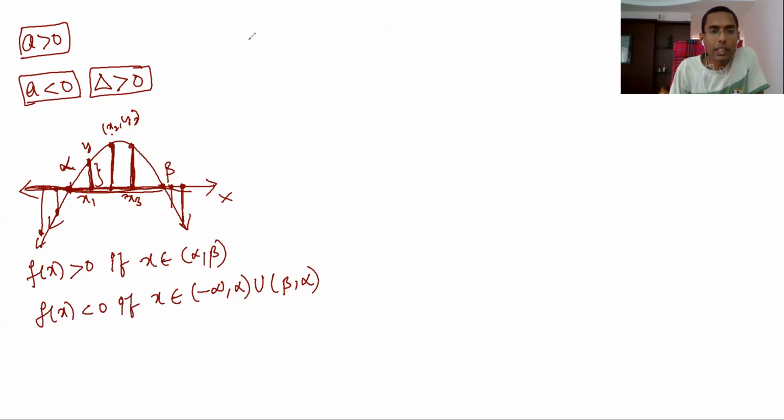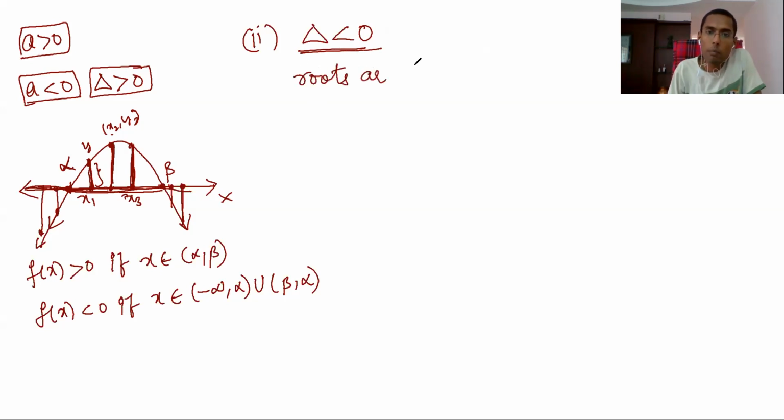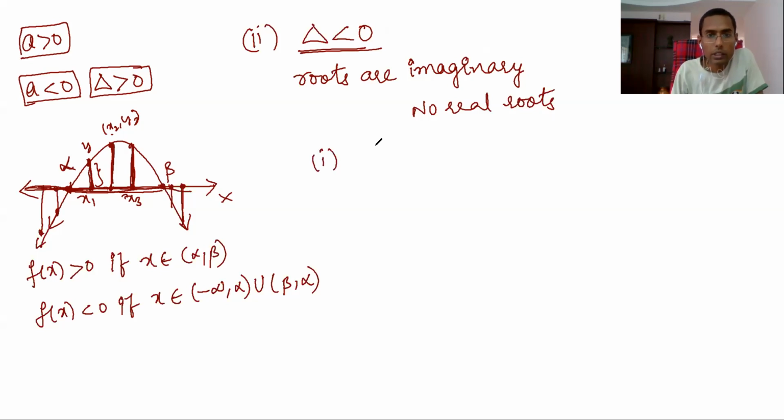So now let's take the second case. The second case I am taking is delta less than 0. If delta is less than 0, then what would the graph be? Delta less than 0 means the roots are imaginary, that means no real roots.